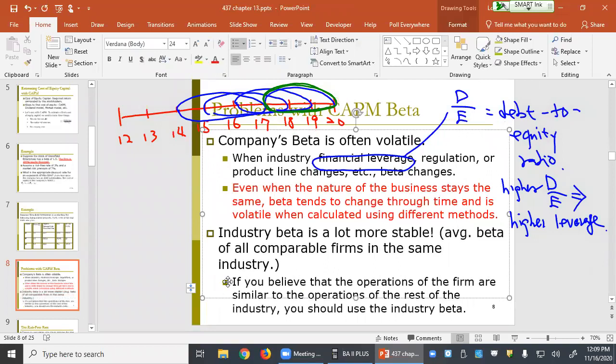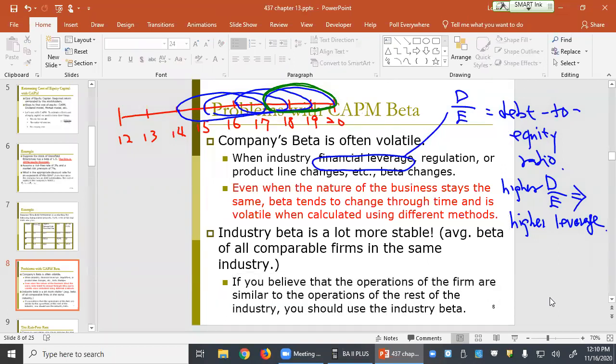So we can see here now. If you believe that the operations of the company are similar to the operations of the rest of the industry, then it is appropriate to use your industry beta and plug in that industry beta as your company beta into the CAPM equation.